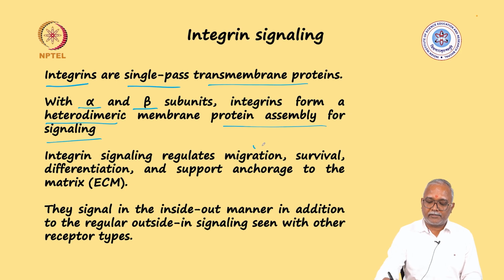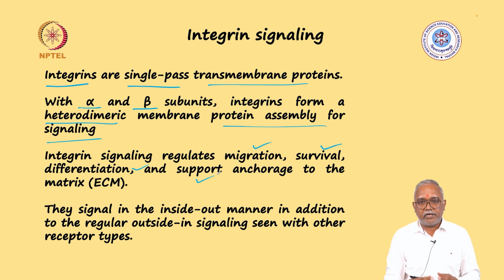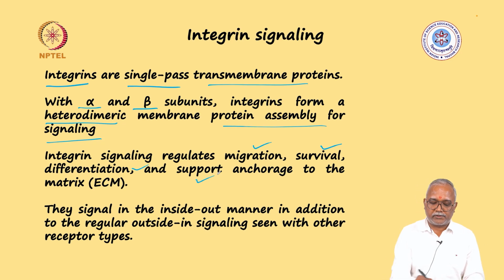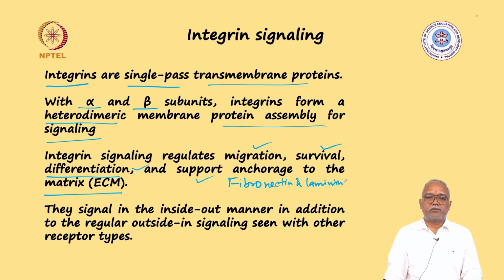They help in migration, survival, differentiation and support. Particularly some cells need to move to a different location and differentiate over there. So such differentiation events will be regulated by integrin signaling. And more often than not, they are responding to cues present in the extracellular matrix. Here, mostly the proteins are fibronectin and laminin, to which these integrin type of receptors respond.